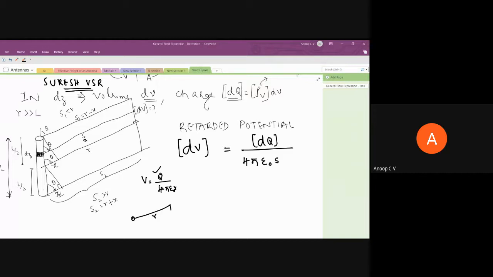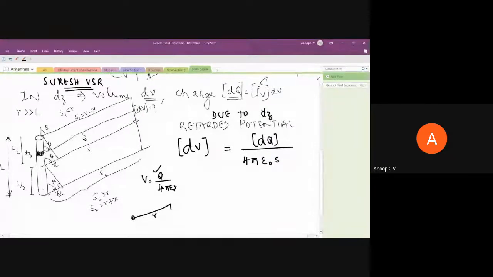All those steps, if you want to know, I request everyone to watch that. So okay, with that we'll move ahead. So luckily we have the expression for differential retarded potential due to this element dz.